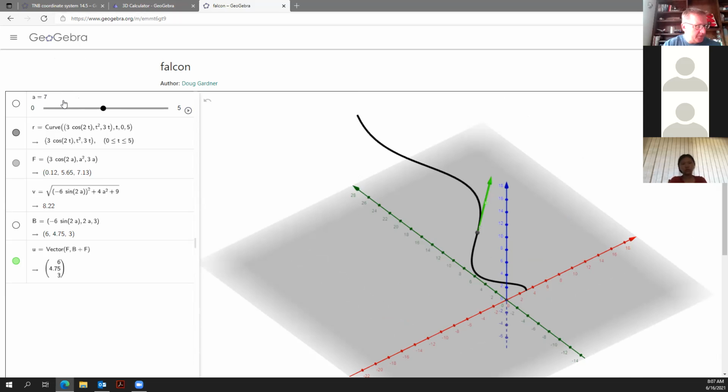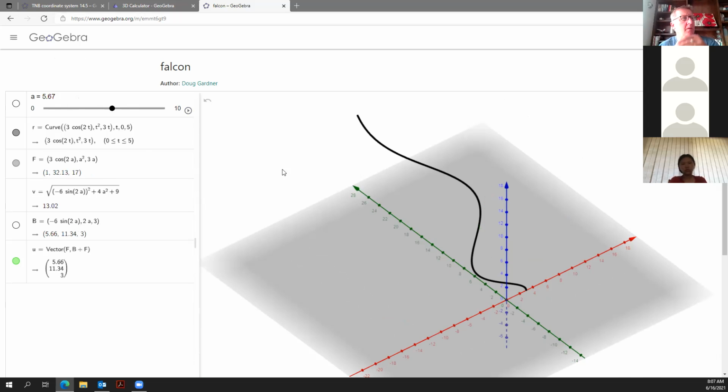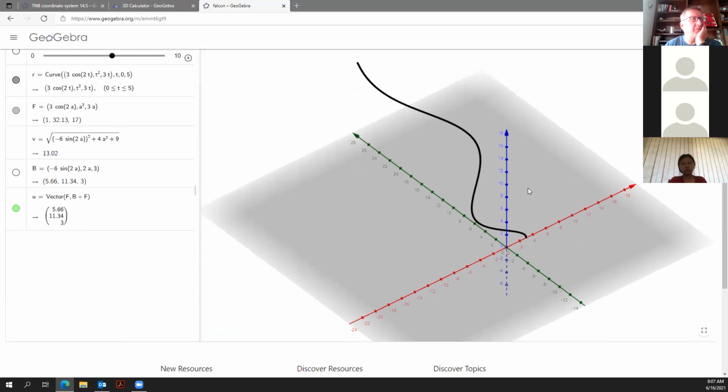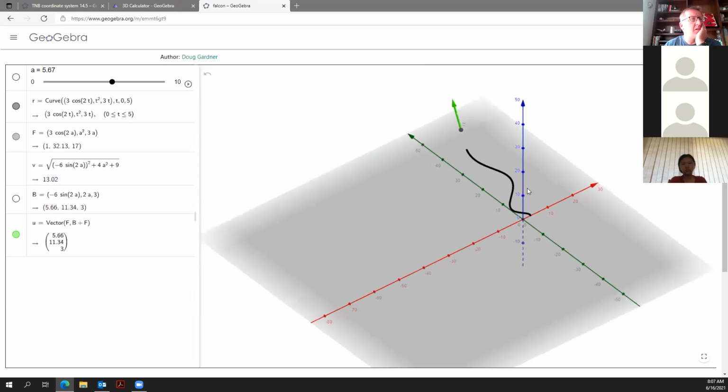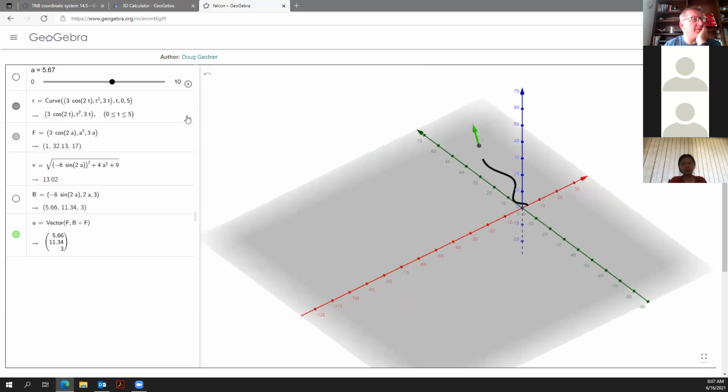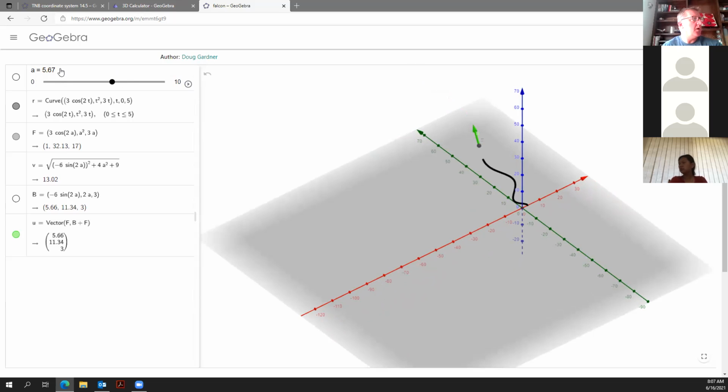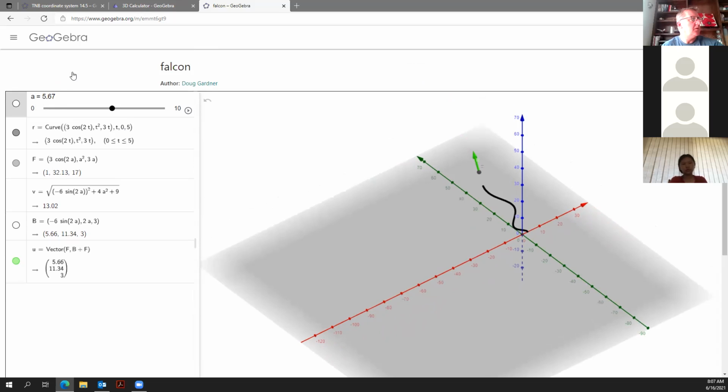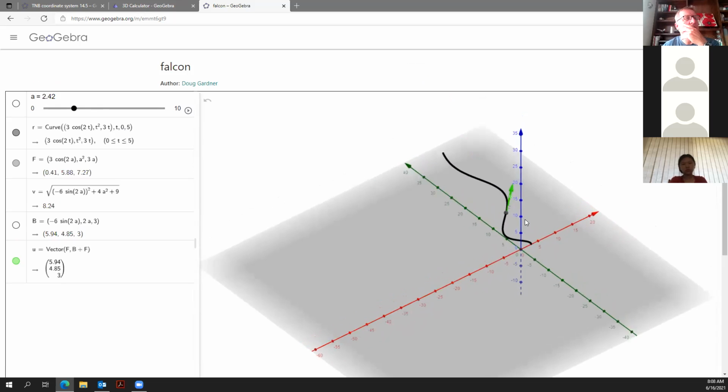Actually, that might be too far to even see. Let's go 5.668. So that left the building because I was zoomed out too far. I'll back up to 2.424. That's the spot we just looked at a second ago.